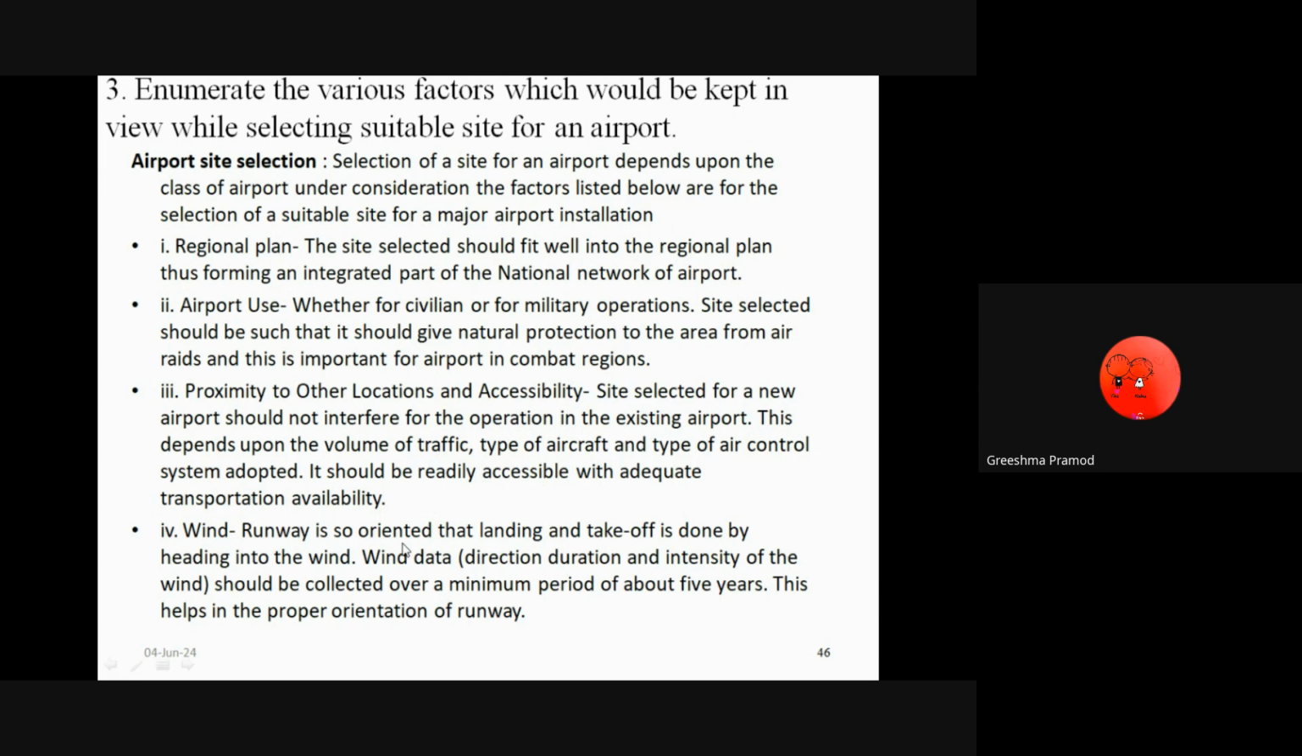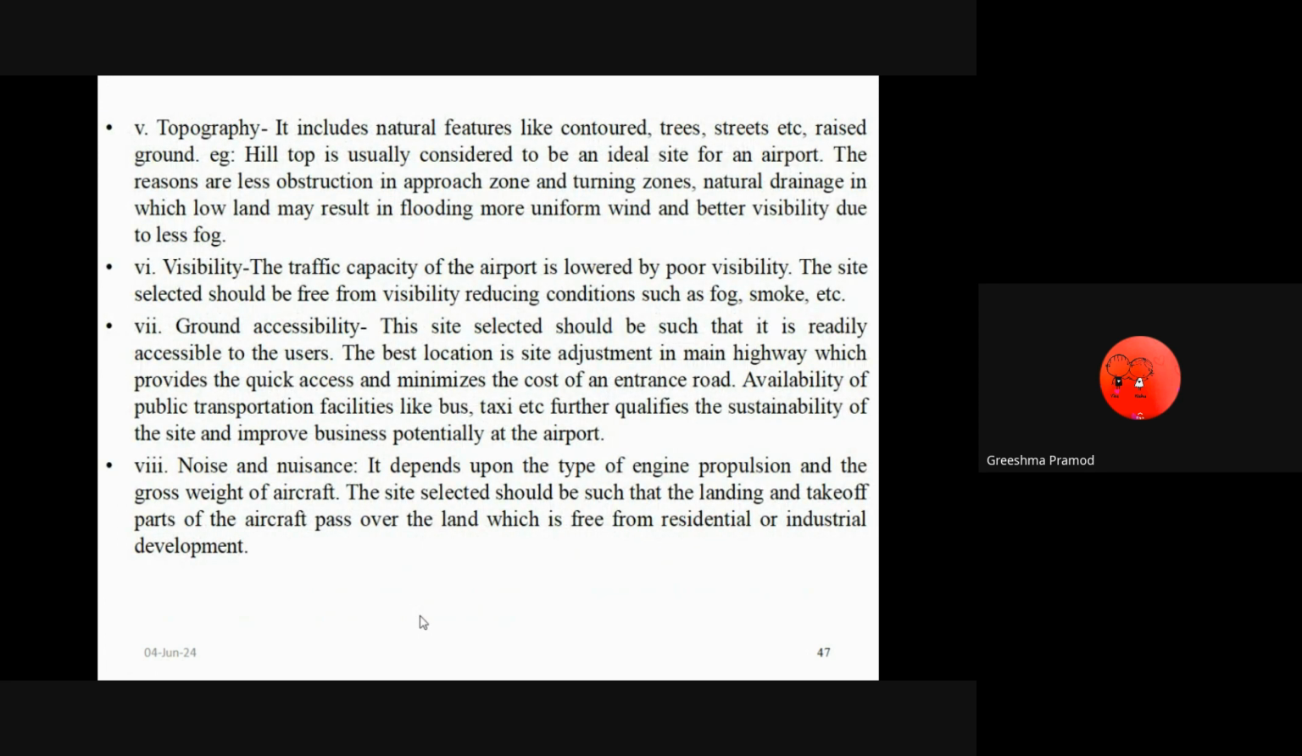Wind: runway should be oriented so that landing and takeoff is done by heading into the wind. Wind data, direction, duration, and intensity of the wind should be collected over a minimum period of about 5 years, and this helps in the proper orientation of the runway. Then you have points regarding topography, visibility, ground accessibility, noise and nuisance.